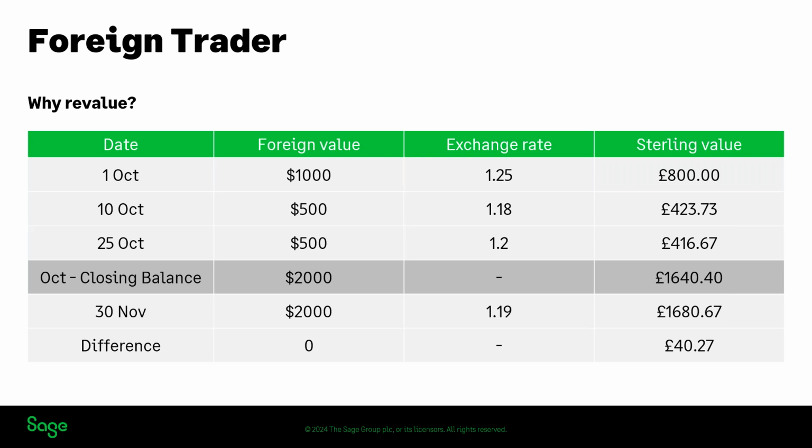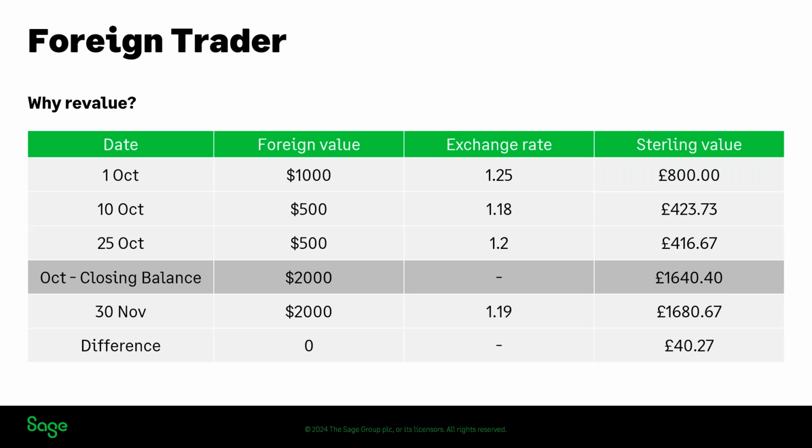So we're going to say at the end of October, the closing balance was $2,000. So all those values added up to $2,000 in that foreign account. Sterling equivalent, adding up those three equivalent values, gives us 1640.40. So if we were to run our management report at that time, because our management report is based on our base currency, that's what it would show.